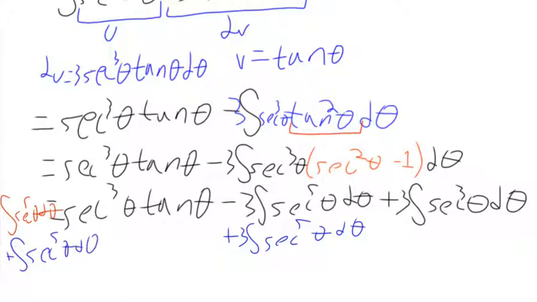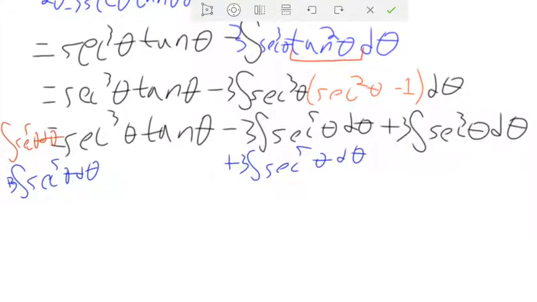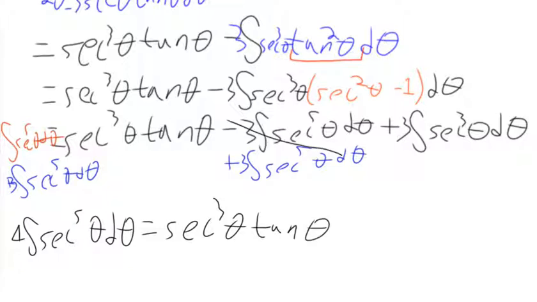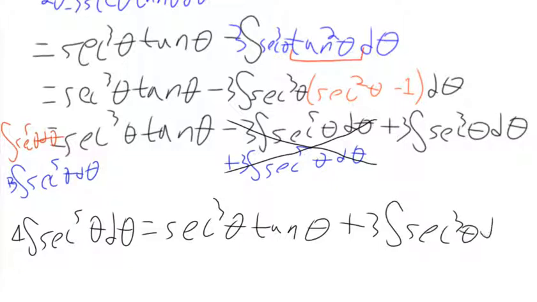Oh, and I have to add 3 of them here as well. So you will see that on the left, now I have 4 integral of secant to the 5th power theta d theta equals, we still have this right here, secant cubed theta tangent theta. This is gone, and then we're just left with 3 integral of secant cubed theta d theta. So I still have to work this part out.